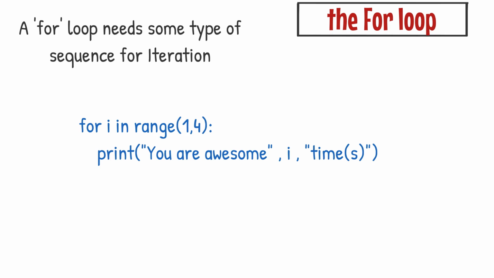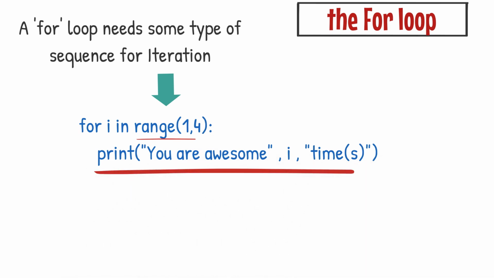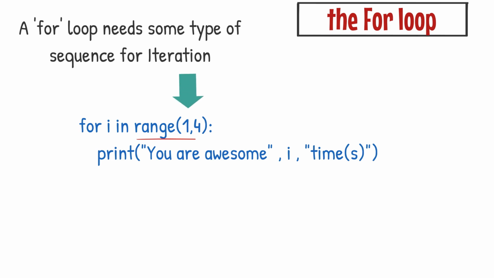The for loop requires some kind of sequence to iterate, and it repeats all the statements enclosed inside of the for block as many times as the number of elements in the sequence. In this example, we are using the range for the sequence, and the range has a start value of 1 and a stop value of 4.